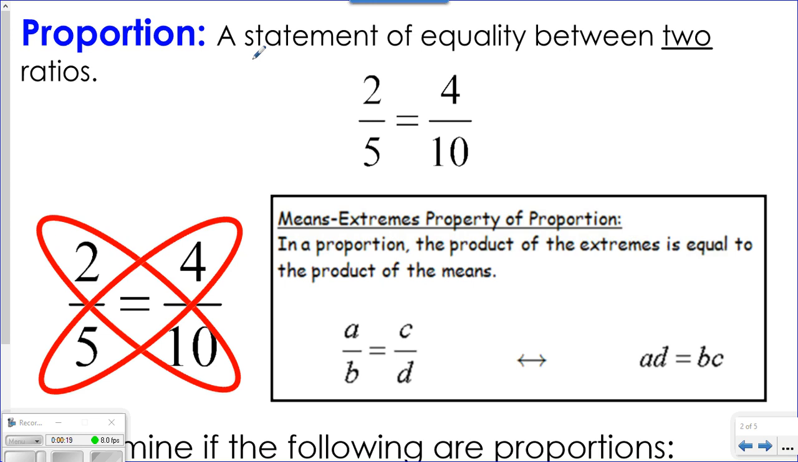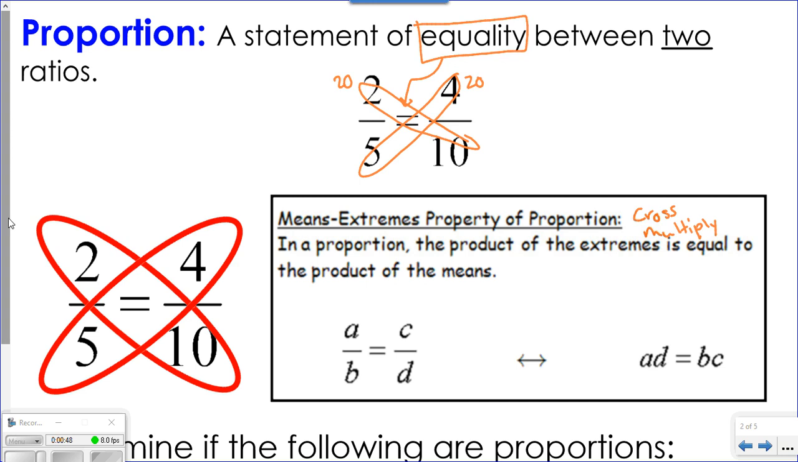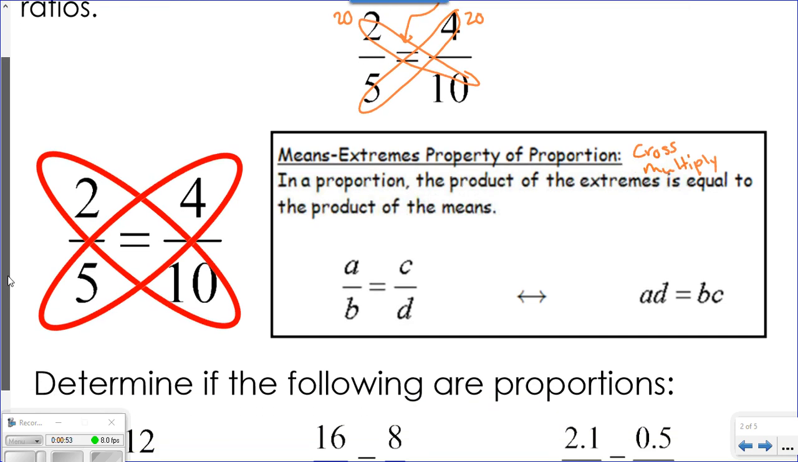So remember that a proportion is a statement of equality between two equal ratios, and this equal sign is what is going to let us solve a proportion. Remember that we have our means and extremes property of the proportion, or basically cross-multiplying, which says that if I multiply one numerator by the other denominator, and I do that twice, I'll get the same product both times. So here we have 20 and we have 20. This means that these fractions or these ratios are equivalent. It also means that if we have an unknown in there, we can cross-multiply to find the unknown.